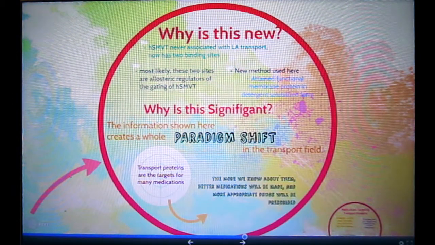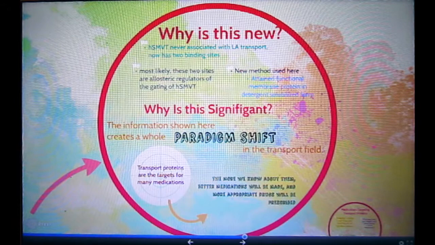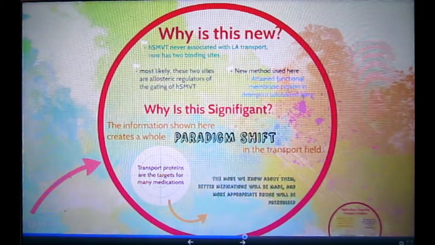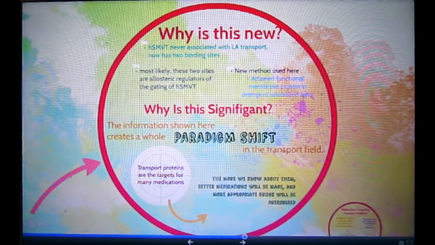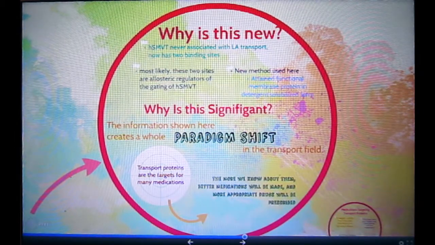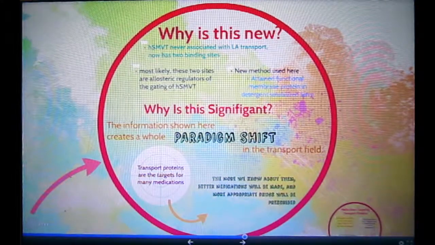So why is this significant? The information shown here creates a whole paradigm shift in the transport field. Like I said, this new method can be used in different transport proteins, and we know that transport proteins are the targets for many medications, and the more we know about them, the better medications that can be made, and also that can be prescribed. So knowing more information about them is going to give us a better sense of what medication would be appropriate for a lack of vitamin X or a lack of substrate X or an overproduction of substrate X or whatever it may be. So this is definitely some great information that can be used with people who need specific medications.